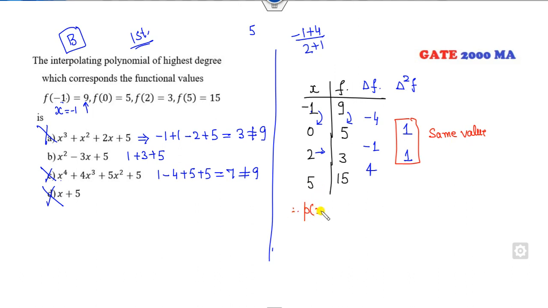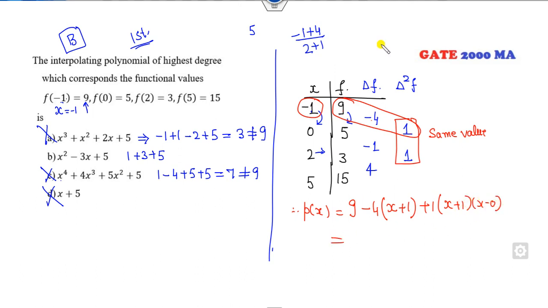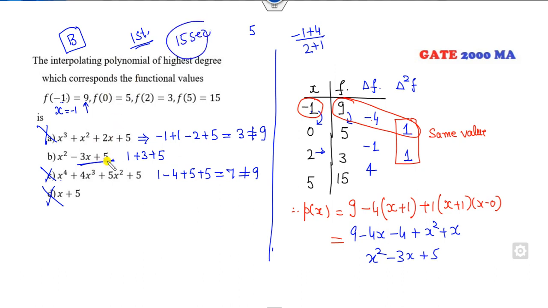So how can you write the polynomial? You can use this first pair, which is 9 minus 4. This is the first divided difference. I can take this value x minus minus 1, plus 1. It's my second, so it's x plus 1 times x minus 0. Now if you open this bracket, you will clearly get the same expression, x square minus 3x plus 5, the same answer. But there is no need to solve this lengthy procedure. You can solve this problem within 15 seconds by using this shortcut trick.